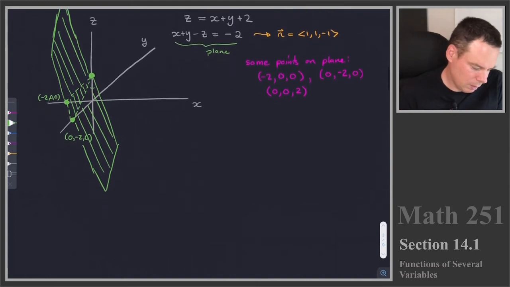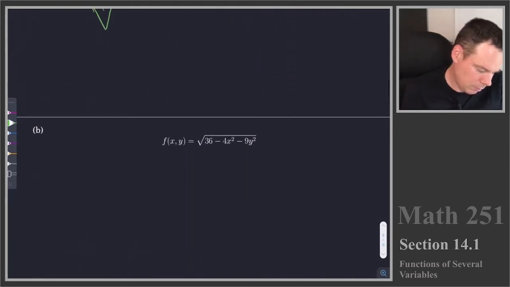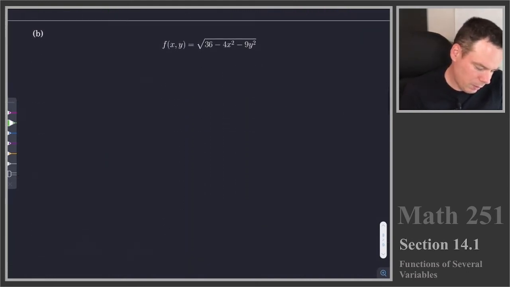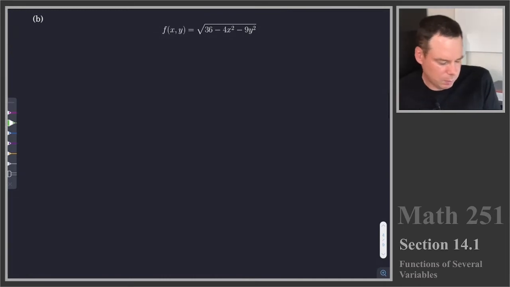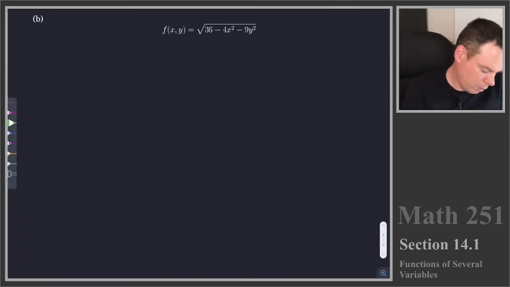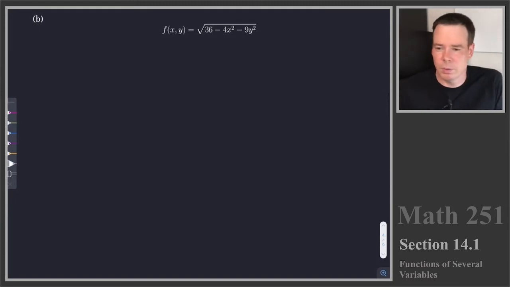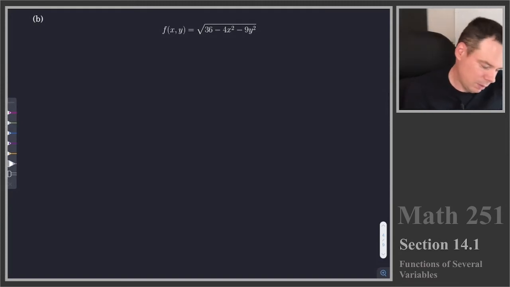So let's have a look at the next example. f(x,y) is the square root of 36 minus 4x squared minus 9y squared. We'd like to figure out what this looks like. What is the graph of this? So we're going to do the same thing we did before. We want to find the set of all points x, y, z such that z is equal to the square root of 36 minus 4x squared minus 9y squared.